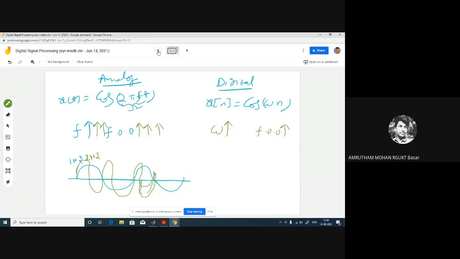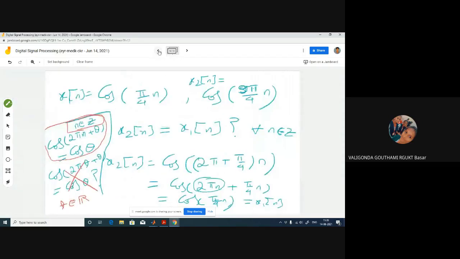Number of samples decreases. Sampling rate. No. You can try to map with the help of this. You can see the oscillations of this one are the same as the oscillations of this, right? The two have the same oscillations. They are identical. That means it is repeating for every 2 pi, right? That frequency of oscillation is repeating for every 2 pi interval, right?